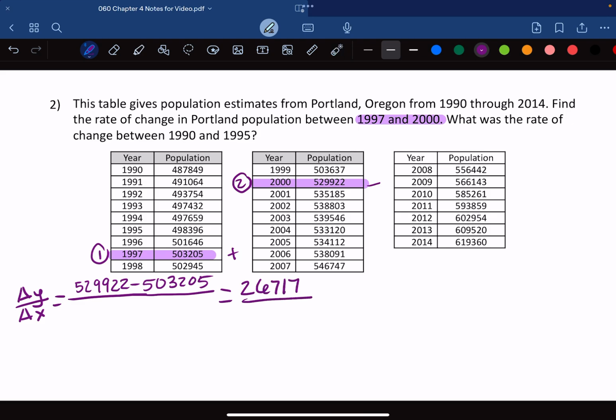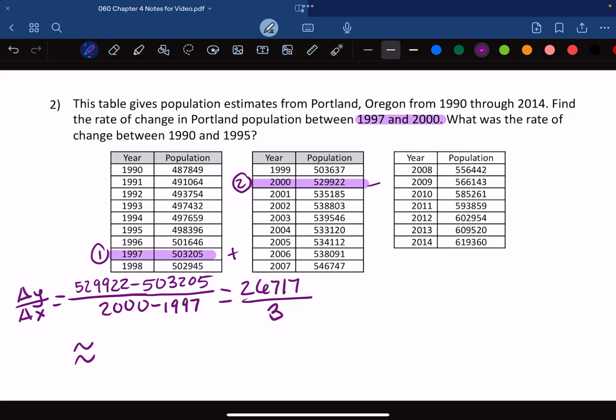And then from 1993 to 2000, that's 3 years. And we got that from subtracting as well. And to figure out the exact or the estimated rate of change, we're going to divide that out. And when we divide that, we're going to get a decimal.